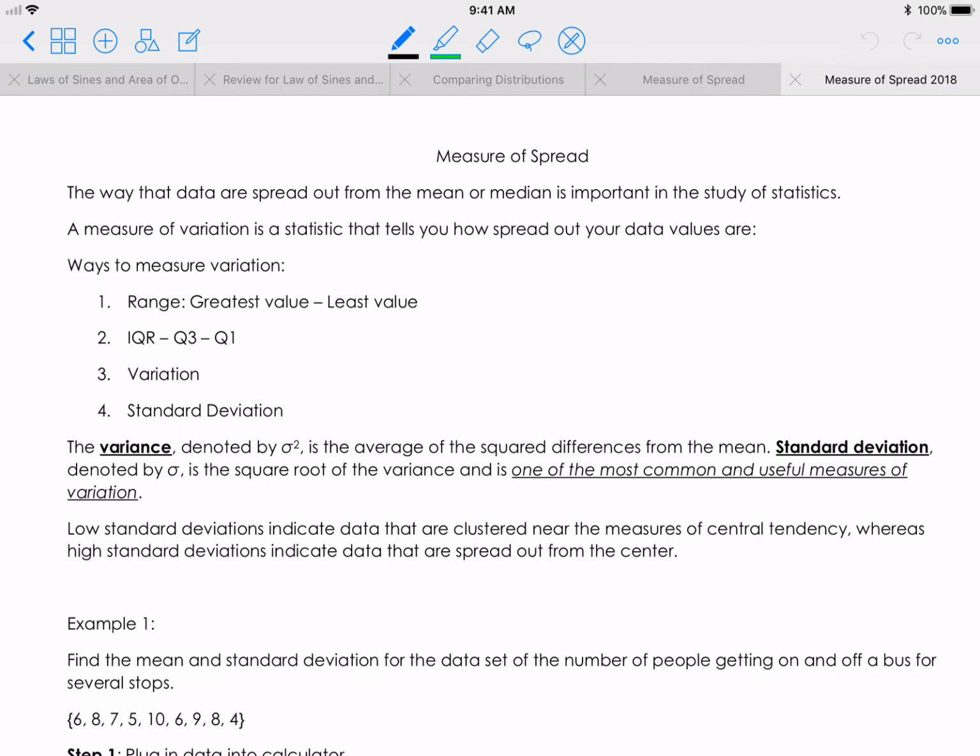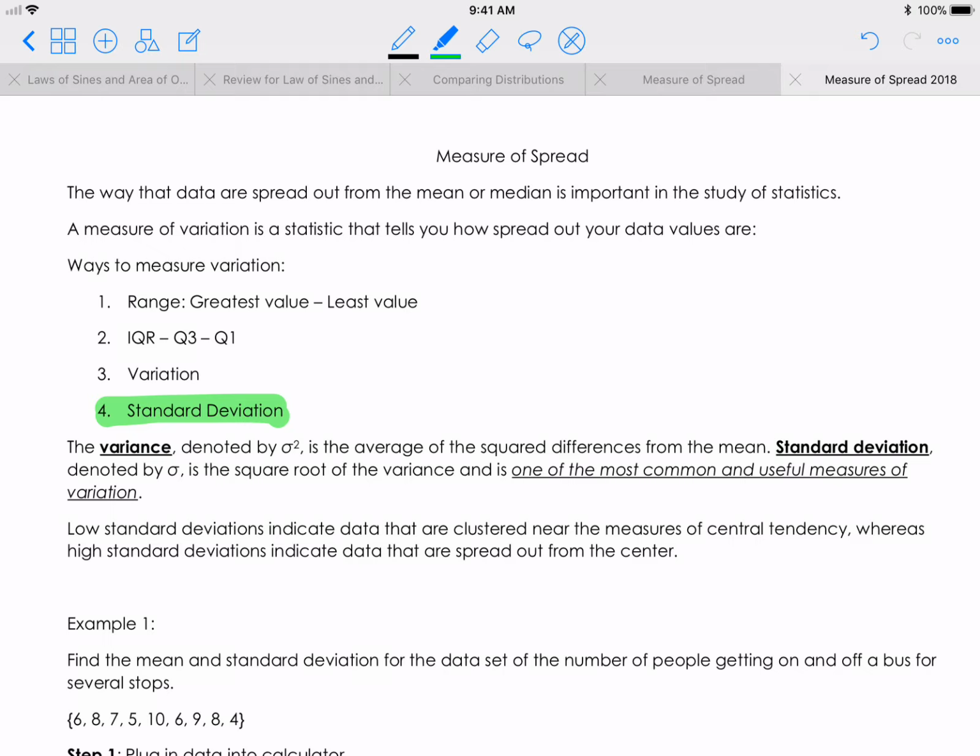Whereas if you have a small standard deviation, they're going to be really clustered around the center of your data, meaning your mean, median, or mode. So let's talk about measures of variation. There are 4 of them. We could use range, the greatest value minus your least value. You can use your IQR, which is your Q3 minus your Q1. You can use your variance, which we'll talk about in just a minute, and you can use your standard deviation. Standard deviation you're going to use the most. That's pretty much what you're going to see most of.